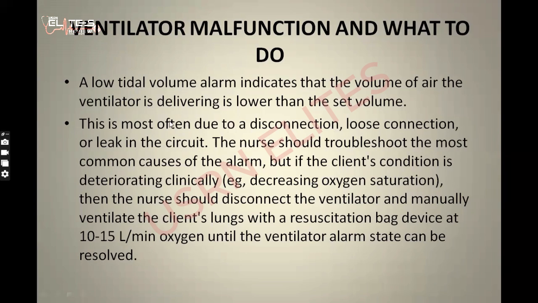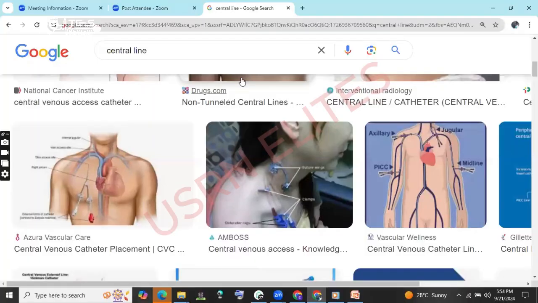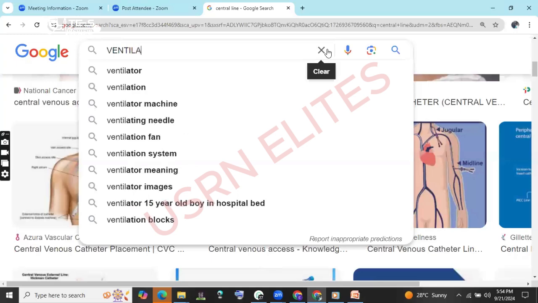Okay. So if you have a low volume than what has been set, it means there's an issue. We are saying this is most often due to a disconnection. It can be a disconnection, a loose connection, or even a leak in the circuit. When we talk about the circuit, it is the connection that we've made. For those of us who are not used to these things, let me show you quickly so that we can move on.